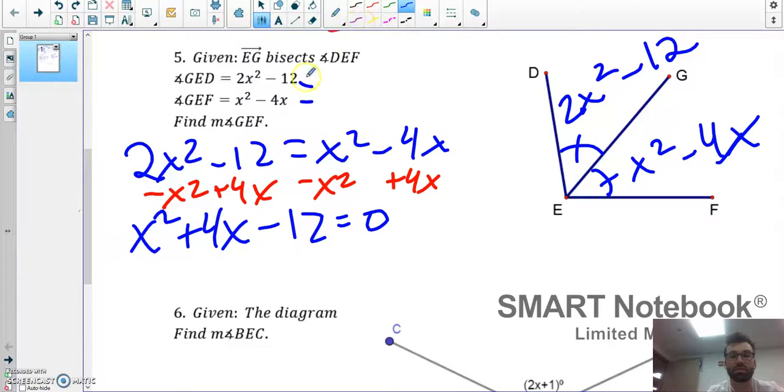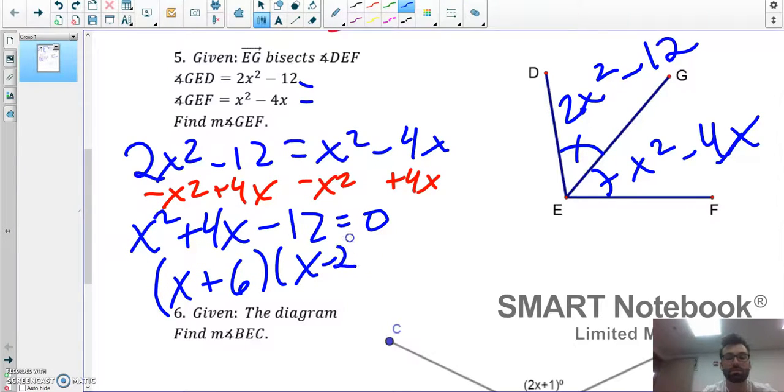So we need to factor. We need to find two numbers that multiply to negative 12 and add to positive 4. The only factors of 12 are 1 and 12, which wouldn't work, 3 and 4, which doesn't work, and 6 and 2. So it has to be 6 and 2, so it's x plus 6, x minus 2 equals 0. So you set each factor equal to 0 and solve.